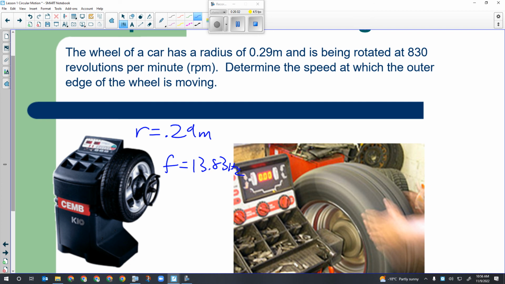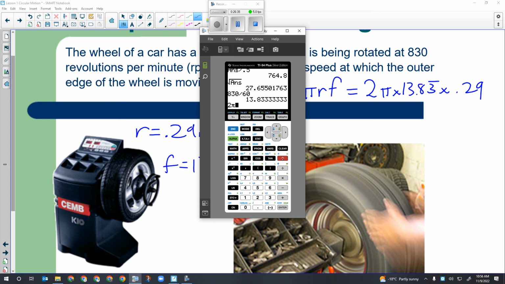All right, so I know the radius, I know the frequency, and I'm supposed to find the speed. And I know that v equals 2 pi r times f. Okay, so all I have to do then is multiply these numbers together. Now, when you do this, should you use 3.14 or the pi function on your calculator? The pi function on your calculator, please and thank you. All right, so 2 times pi times that number there times 0.29.